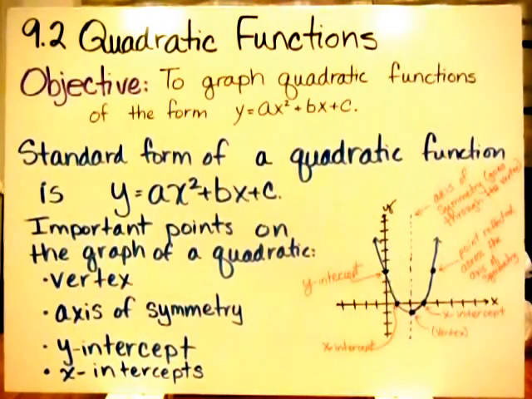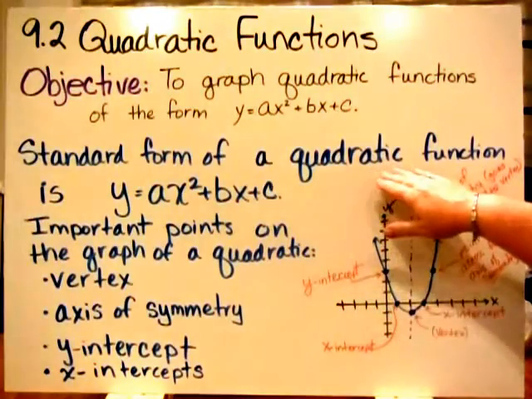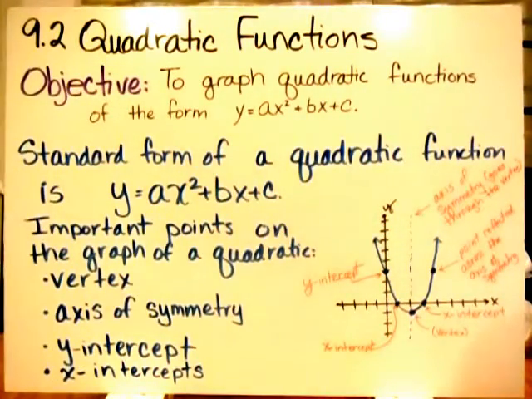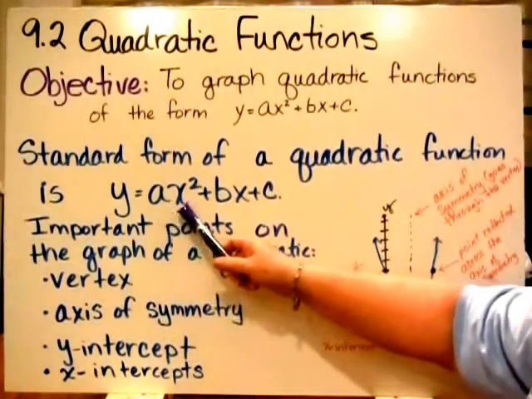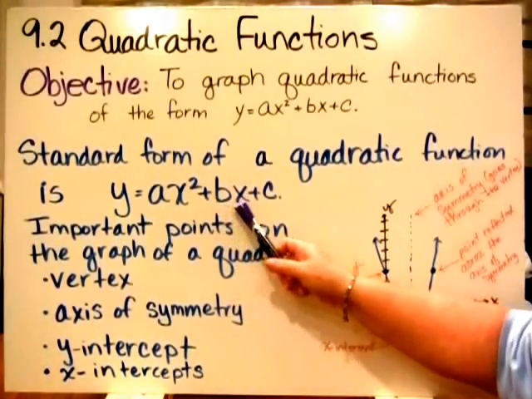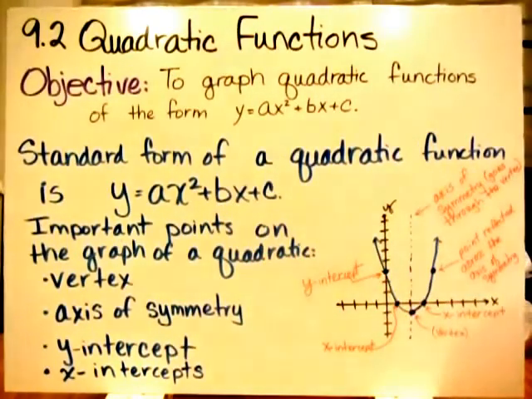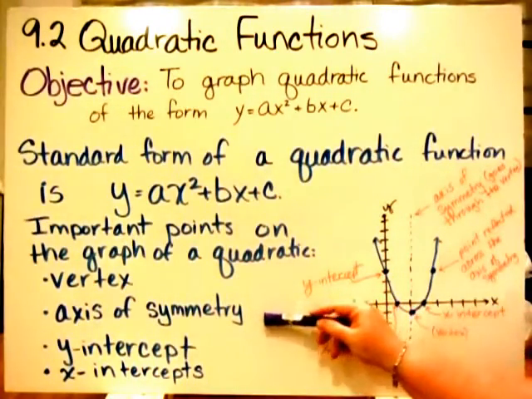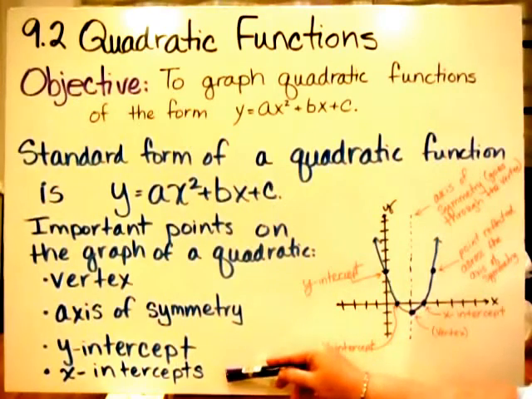In today's lesson we're going to be talking about quadratic functions. The objective will be to graph a quadratic function of the form y equals ax squared plus bx plus c. And the standard form of a quadratic function is y equals ax squared plus bx plus c. A is the coefficient of x squared, b is a coefficient of x, and c is a constant and is just a number. Important points on the graph of your quadratic are your vertex, axis of symmetry, y-intercepts, and x-intercepts.